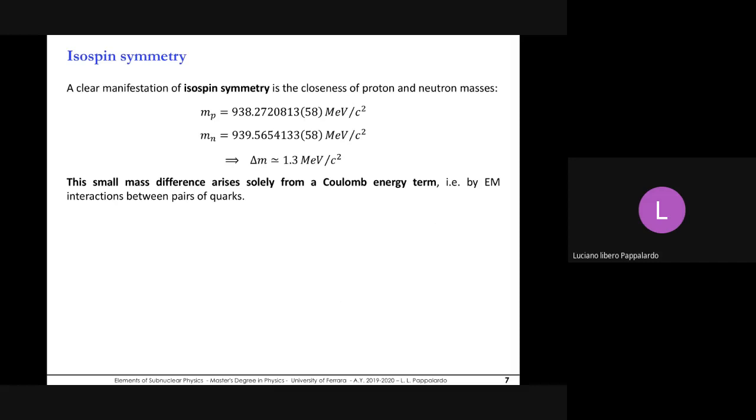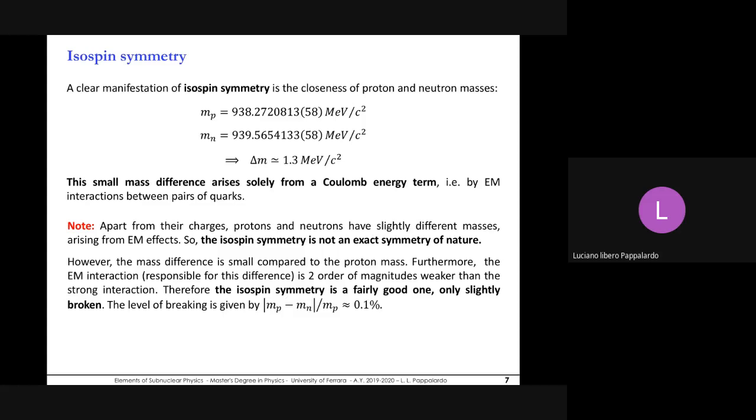Now, a clear manifestation of the isospin symmetry is the closeness of the proton and neutron masses. As you know, the mass of the proton is of order 938 MeV, and the neutron 939 MeV. So the difference in mass between the proton and the neutron is of order 1.3 MeV, okay? So it is, of course, relatively small compared to the mass of the proton and the neutron themselves. And this small mass difference arises only from a Coulomb energy term, that means from the electromagnetic interaction between the pairs of quarks.